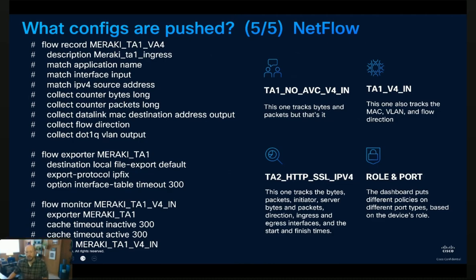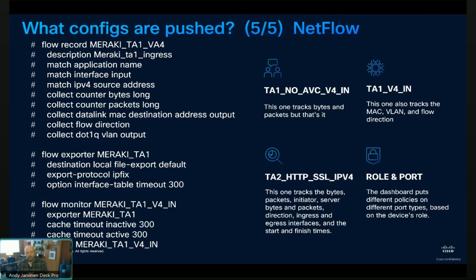The last piece is the flow monitor. And this is the command that ties together a flow record and a flow exporter, puts them together, and puts it on an interface. Nothing will be monitored until a flow monitor is applied on an interface. An interface can have up to 4 flow monitors as well. And different flow configurations are pushed for different use cases. This is one flow monitor configuration, but there's actually 3 of them configured. Those are listed on the right side here.